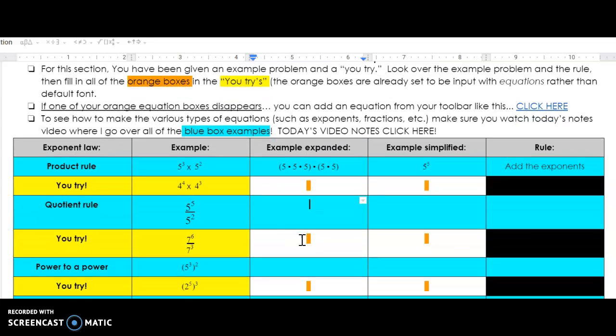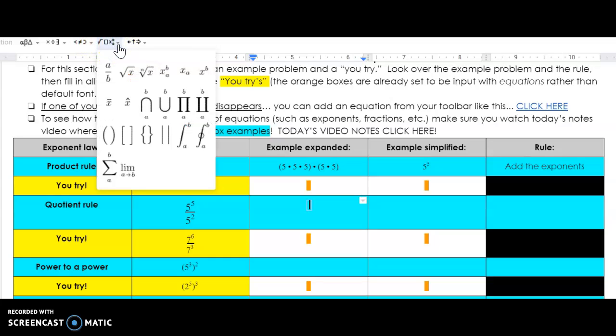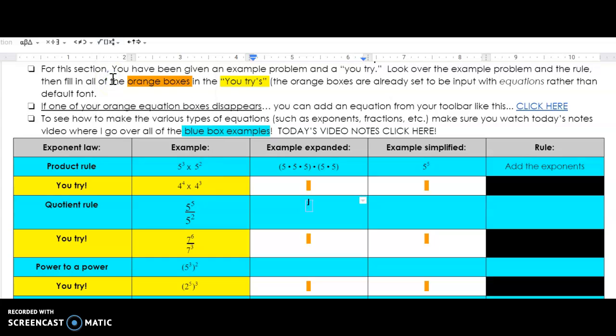Alright, next example, 5 to the 5th over 5 squared. So this one might be a little trickier to show, but I'm going to insert equation. And if you want to do a fraction, you do this, a over b. Okay, and so in the numerator, I need 5 to the 5th. So I need 5 times 5 times, and you don't have to do this every time. Usually I would just copy and paste, but just so you guys can see, I'm going to keep typing it over and over. Okay, so that's 5 to the 5th in the numerator, and then in the denominator, I need to have 5 squared. So 5 times 5.